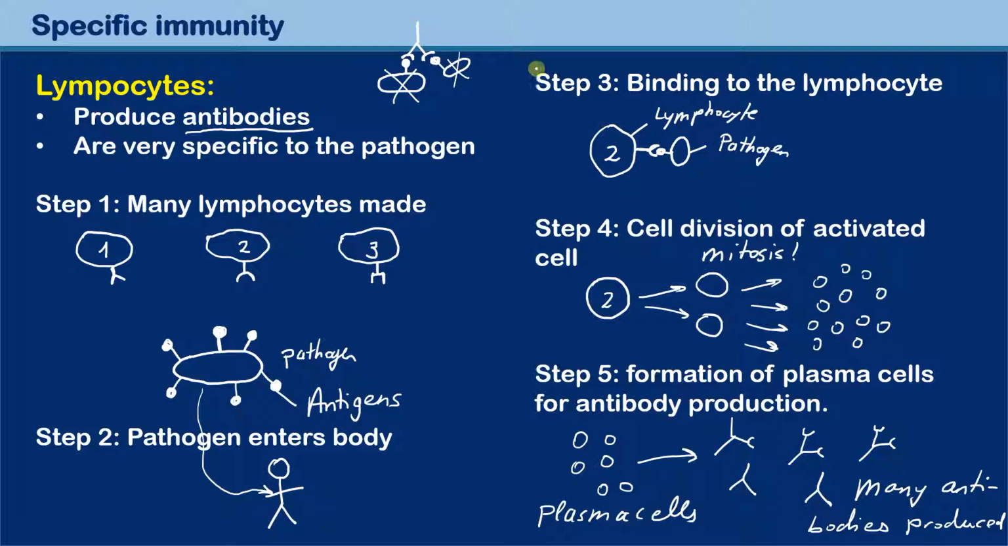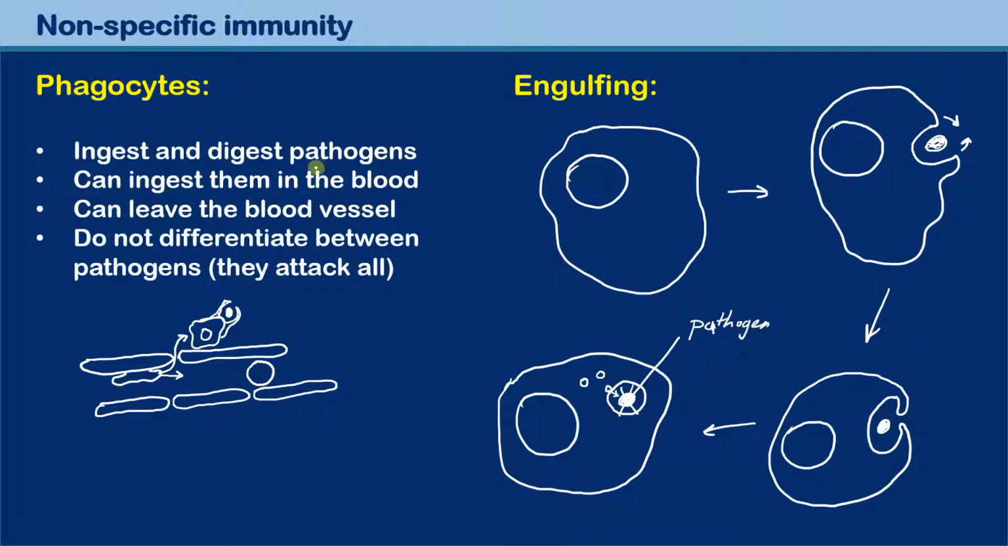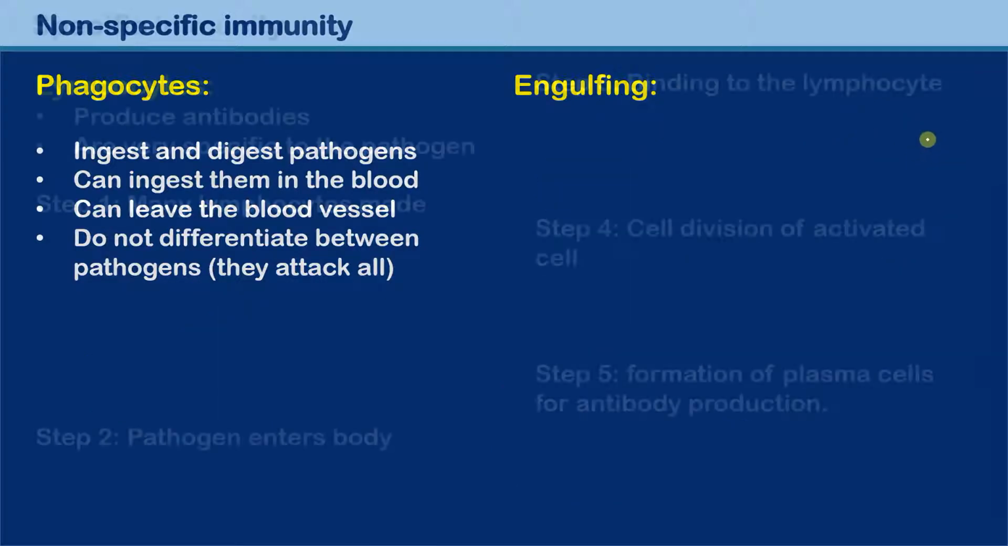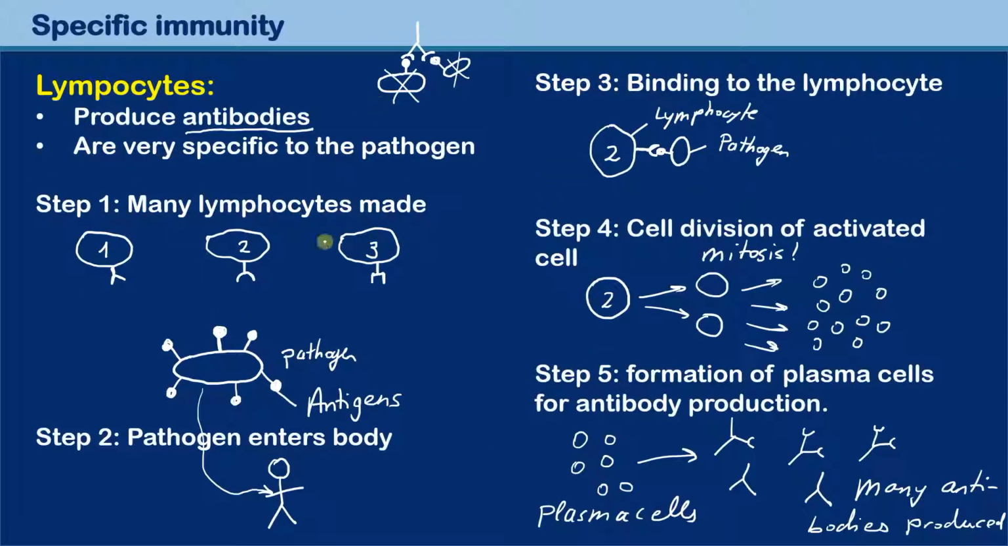Just to go back to the previous slide, we started off with non-specific immunity, where you have phagocytes basically eating up everything which is body foreign. And then over here, we have a very specific process in which specific lymphocytes are able to make only specific antibodies to attack specific pathogens. And these are basically the two mechanisms.